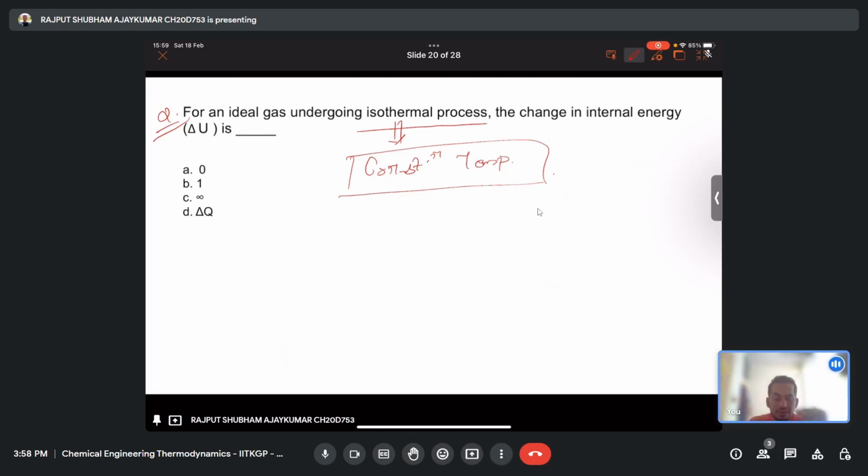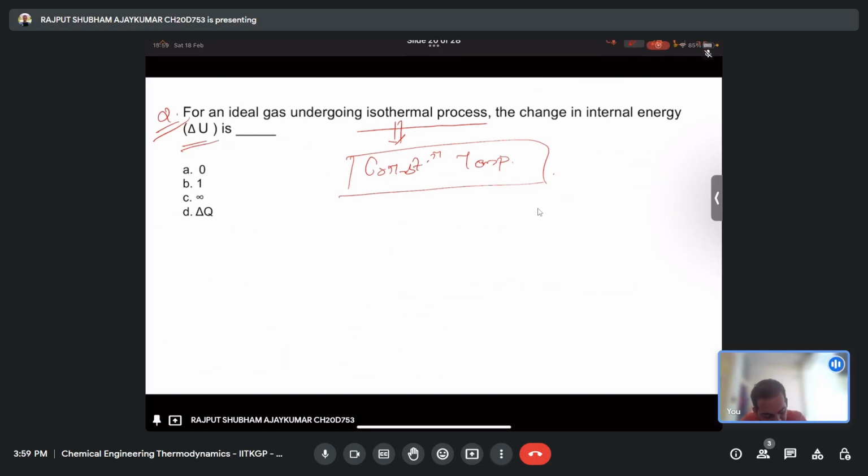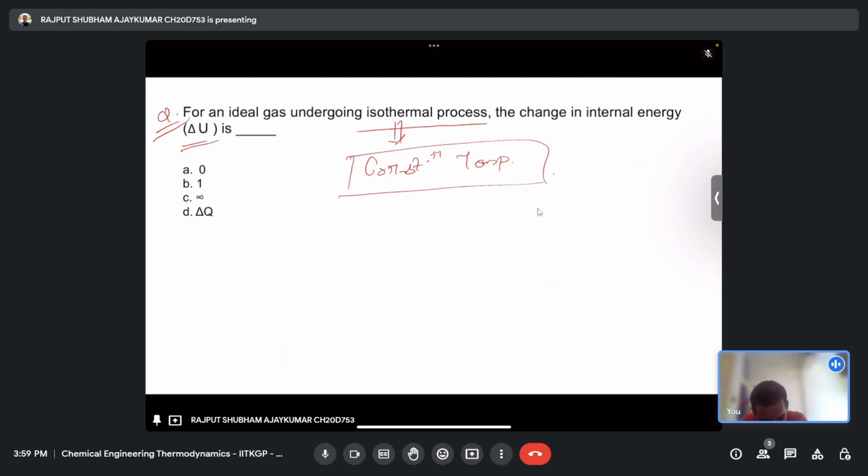Okay, so now what has been given and asked is for an ideal gas. Suppose we take the example of nitrogen, an inert gas. Assume this as an ideal gas, and it's undergoing an isothermal process, that is a constant temperature process. The change in internal energy, delta U, can be related to the equation, because internal energy is a function of temperature only. This is an important point that has been covered in the week 1 content.